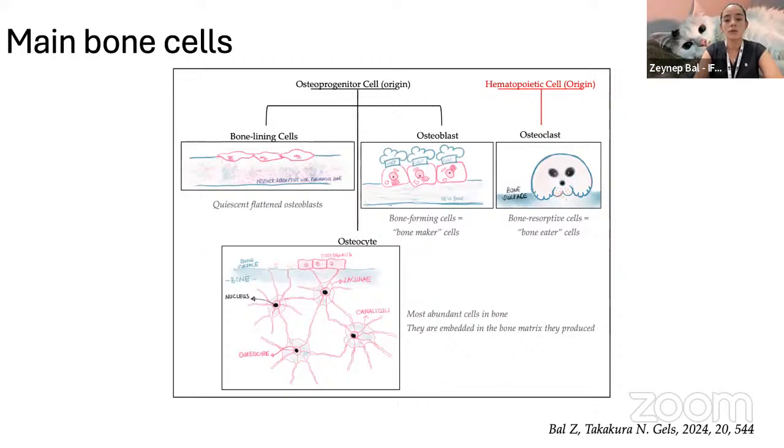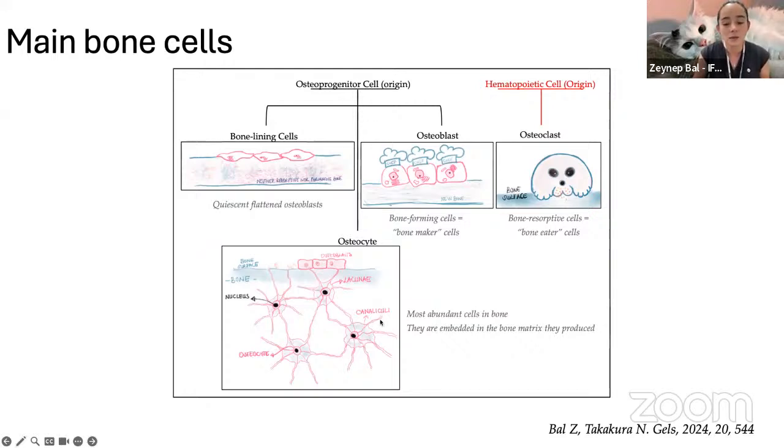So in order to design a graft, I think we have to know about the building blocks of the bone. We have four main types of cells: three of them come from the osteoprogenitor cell origin, and one of them comes from the hematopoietic cell origin. Bone lining cells are quiescent flattened osteoblasts, and osteocytes are the most abundant cells in bone. They produce their own matrix, embed in it, which we call lacuna, and they have these... I'm sorry, can you see?